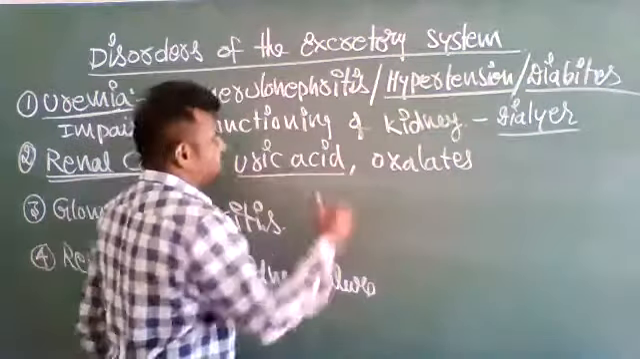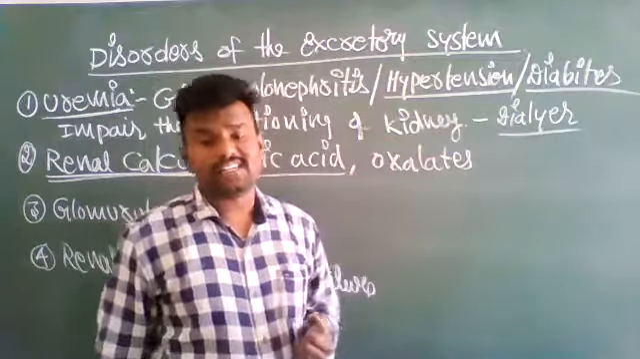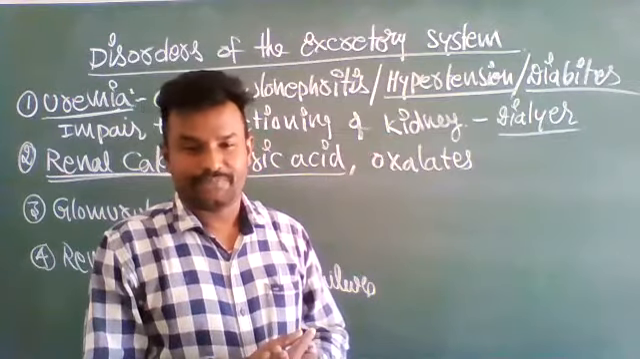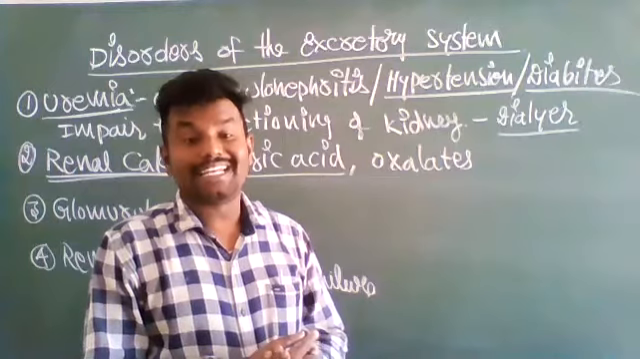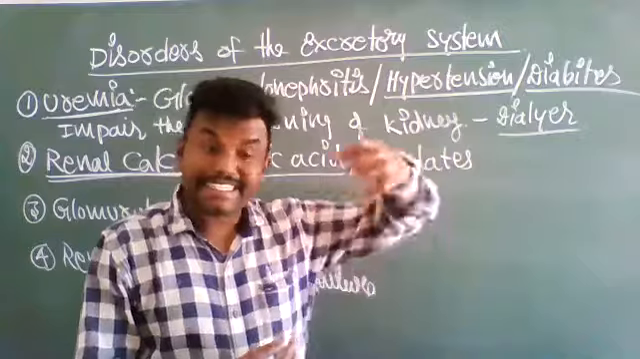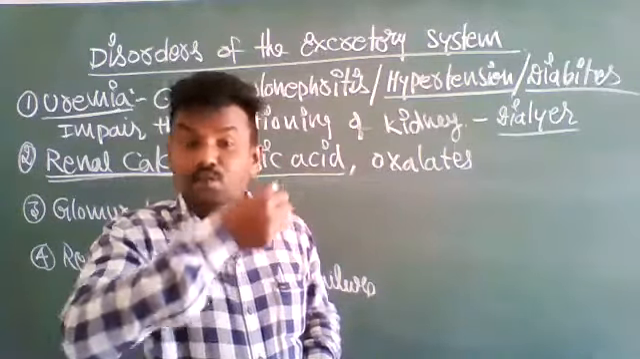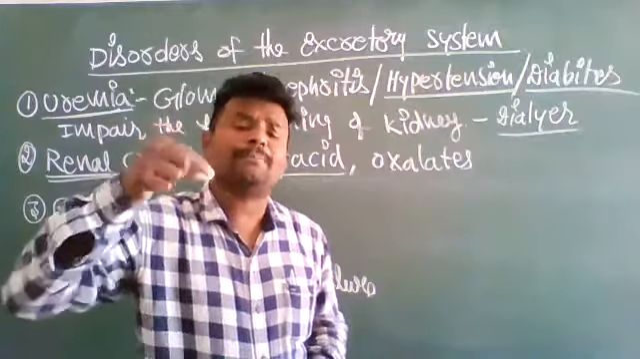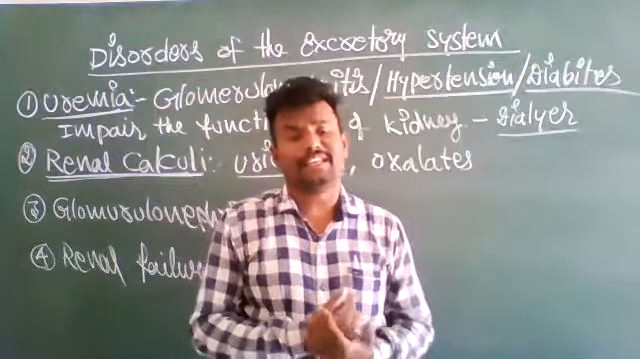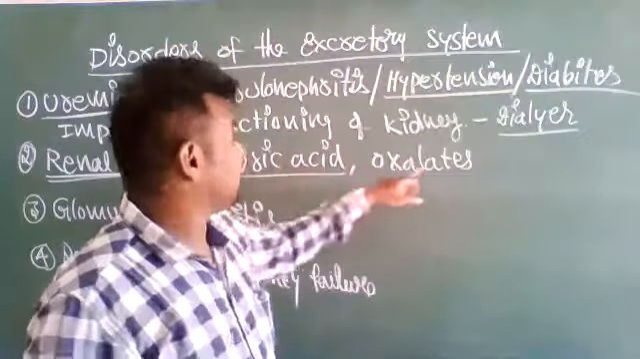Excess amount of uric acid and oxalates. Renal calculi refers to the formation of hard crystalline structures. Those are called kidney stones, which are formed inside the kidney region or urinary tract: ureter, renal pelvis, or else in some people, in the urinary bladder. In any part of the kidney region, stones are formed due to accumulation of uric acid and oxalate.